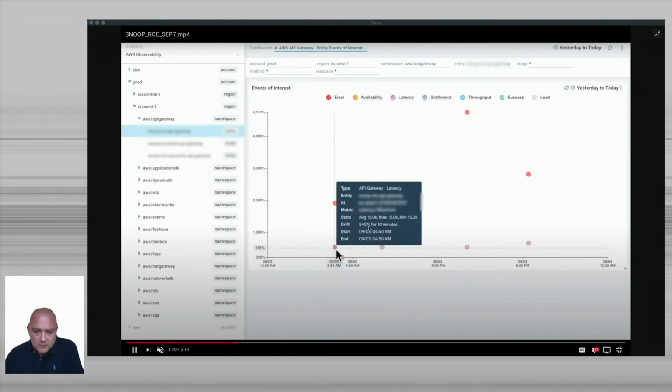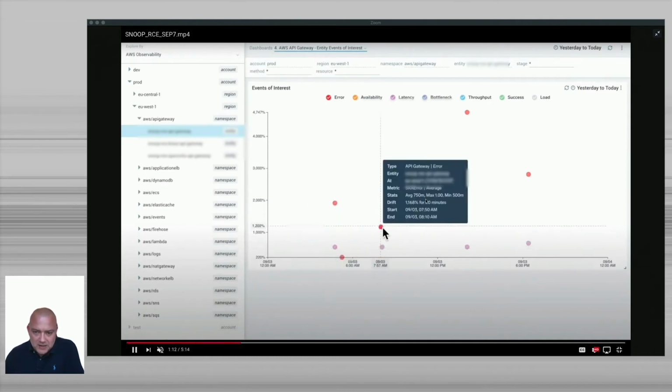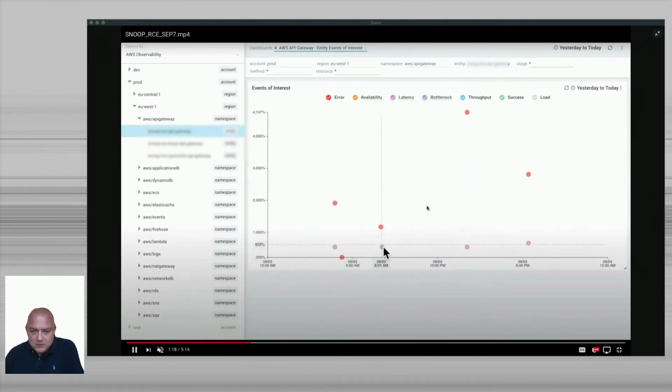We can click on them and we'll see the drift from normal, as well as the period of time that they started and ended, and any difference from normal. And also what entity and what resource it was within AWS. We can then delve deeper by using the root cause explorer.